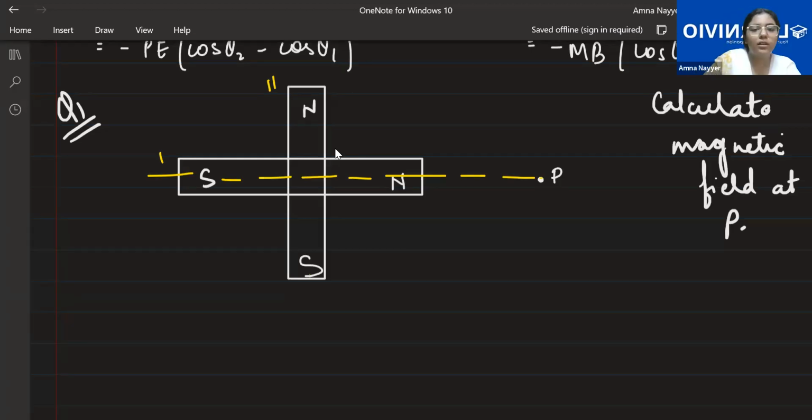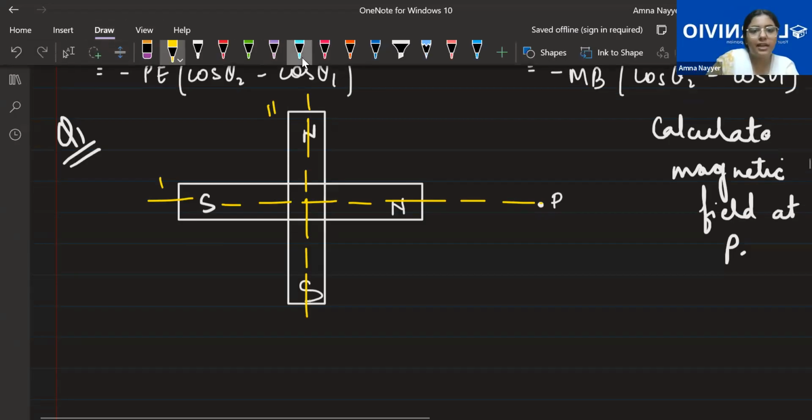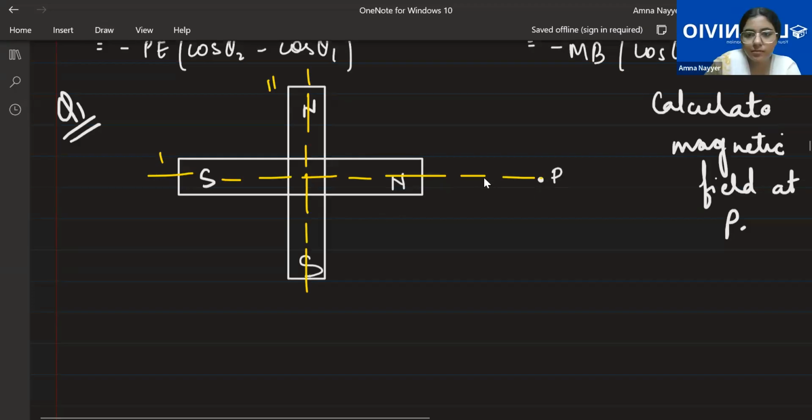Equatorial. Because if I take this axis, this is lying exactly perpendicular to it. So here, from north to south, if you have the direction, here you will have the same direction for the axial. And for this one we take it opposite, so south to north like this. This will be V1, this will be V2.